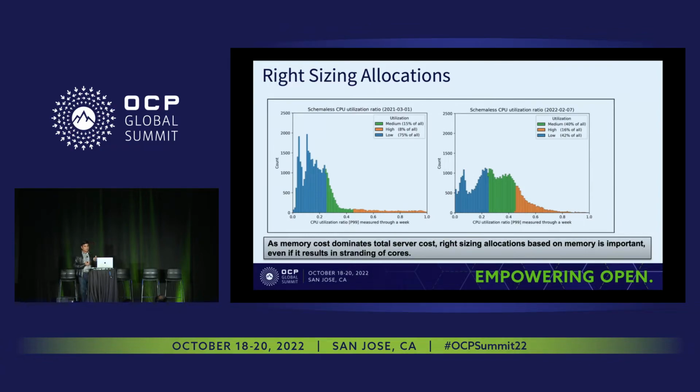As a next step to this, since memory is becoming the higher part of the server cost, we would like to right-size allocations based on memory. Even if it results in stranding of cores, we would be ahead in terms of TCO wins. And also, as we start sizing these allocations based on memory utilization metrics, we want to find out other metrics as well for future memory scaling.